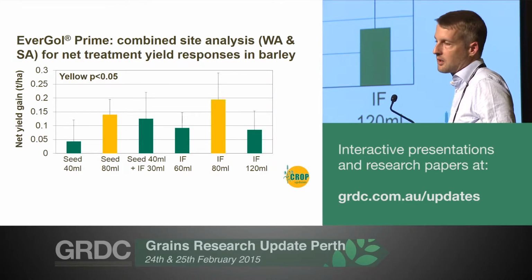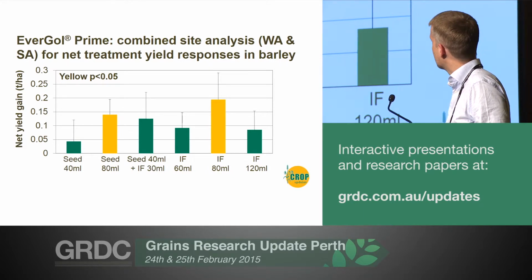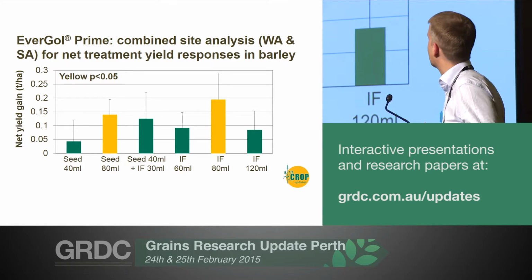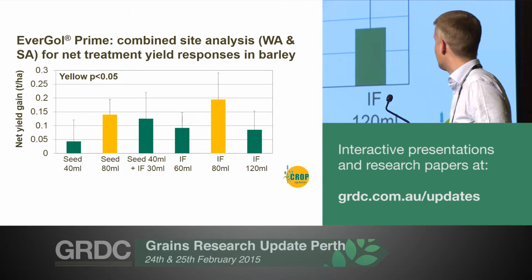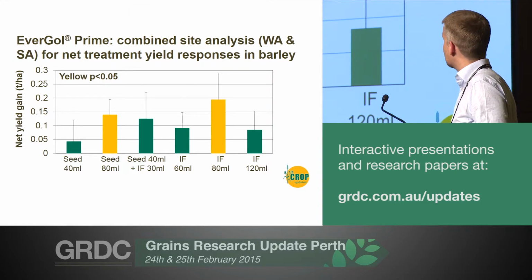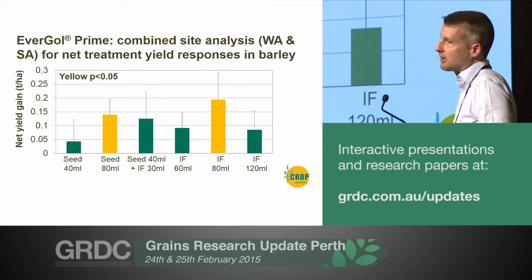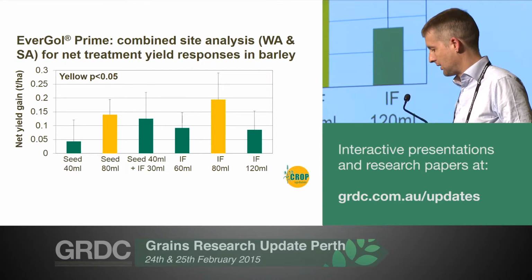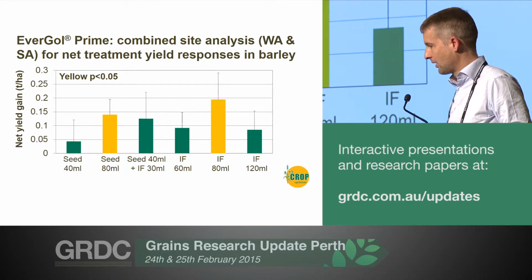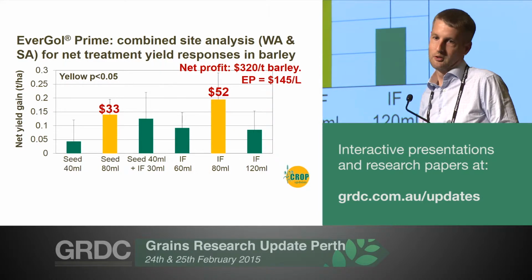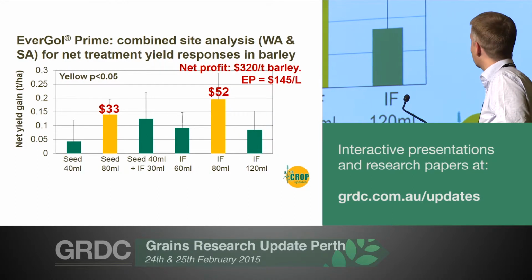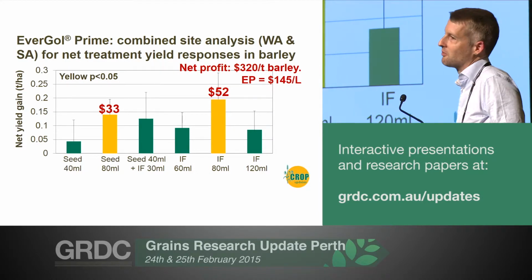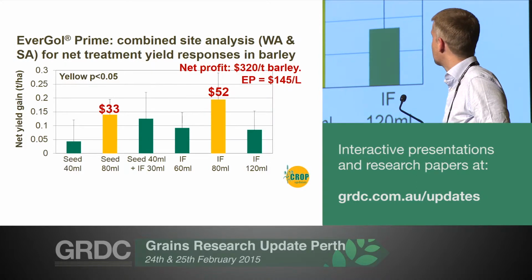The 80 mil is actually significantly different in the meta-analysis, or the combined site analysis. And then you've got combinations with seed and then all in furrows. And again, this 80 mil in furrow is again significantly different in the combined site analysis. Just to put some figures to those significant ones in the combined site analysis.